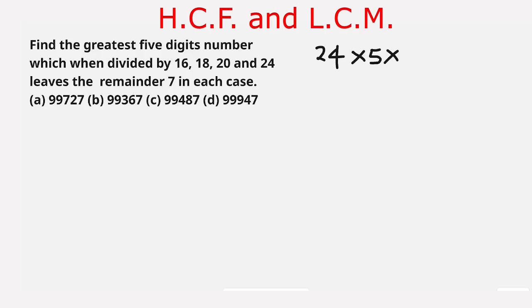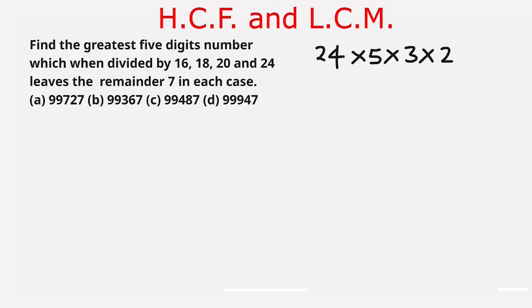The next higher number is 18. 18 is 9 times 2, which is 3 multiplied by 3 multiplied by 2. So one 3 is included in 24, one 2 is included in 24. One 3 is not included in 24, so we multiply by 3. Now 16 is 8 times 2. 8 is included in 24, 8 times 3 is 24. So we have only to multiply it by 2, to include our 16 in this multiplication. And this is our LCM.